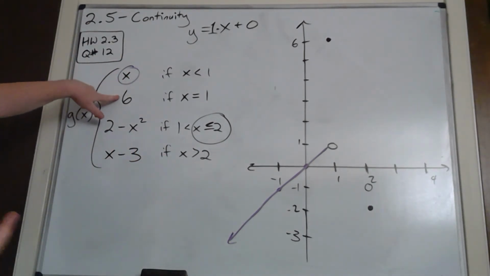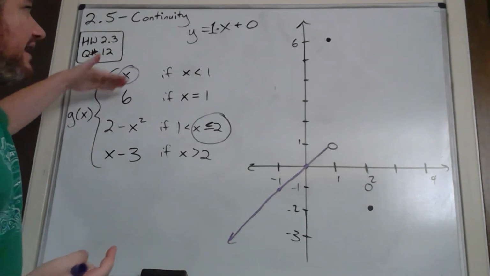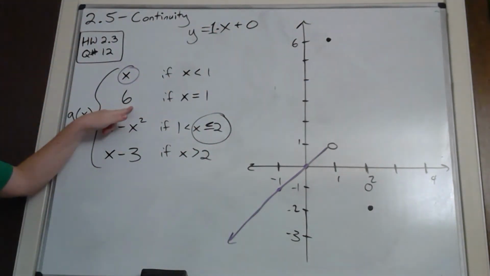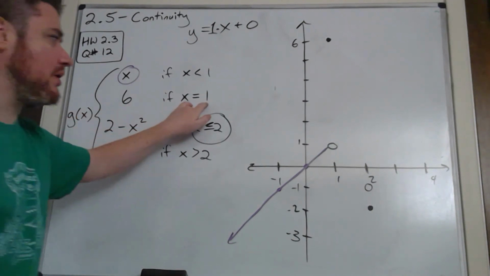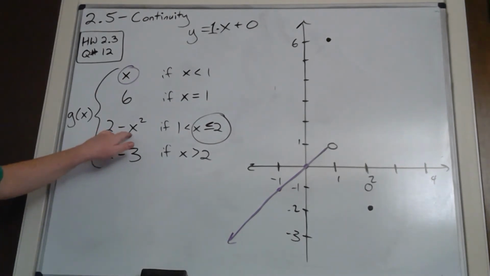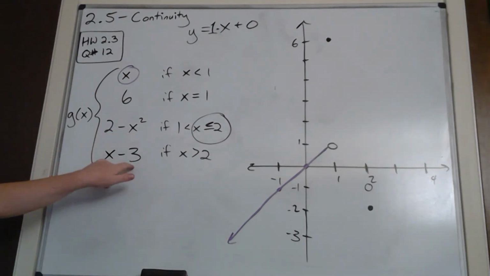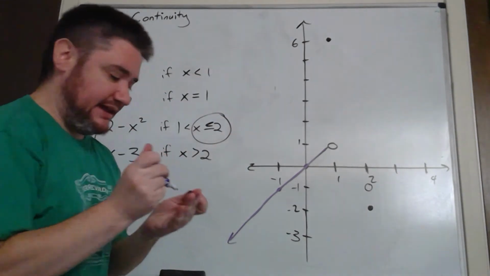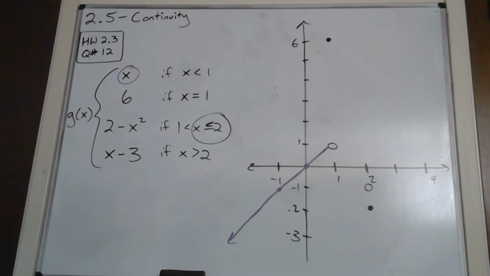This thing, the 6, again, that's just one single point. If that was defined over an interval, it would be a horizontal line. That would just be the line y equals 6. But here, that's just defined at one particular point. So let's leave that alone. Let me skip the parabola for a second, because it's a little bit trickier. Let me do the line x minus 3. Okay, let me do that in some blue ink.